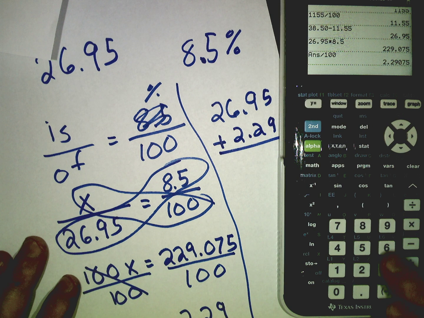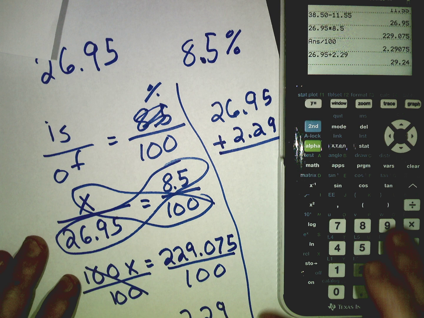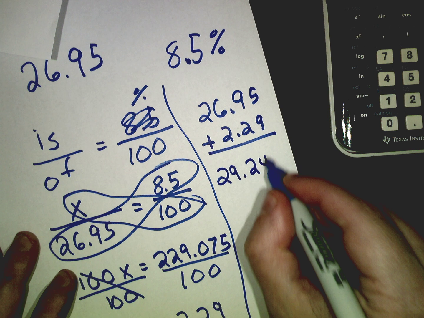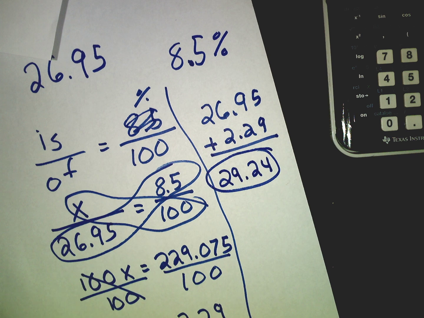So I do 26.95 plus 2.29. So I have to pay the tax, and I get 29.24. An interesting thing to think about, what I've seen sometimes, what happens if I have a coupon somewhere or something like that, is that they'll tax the original price.